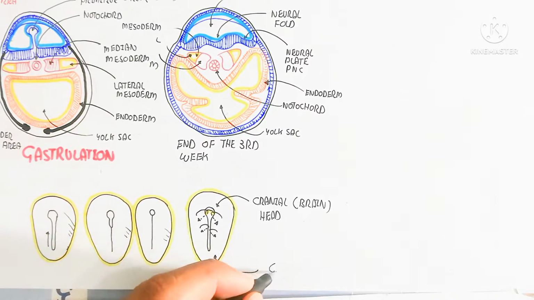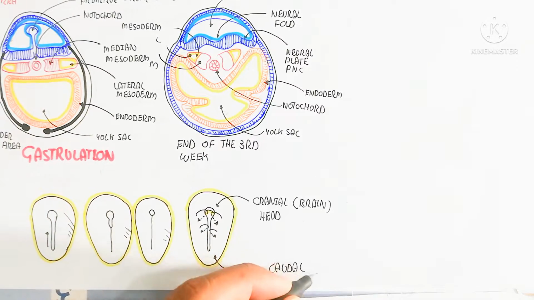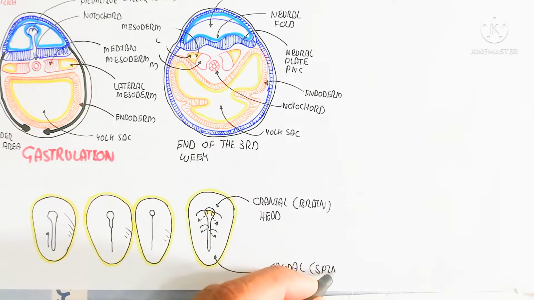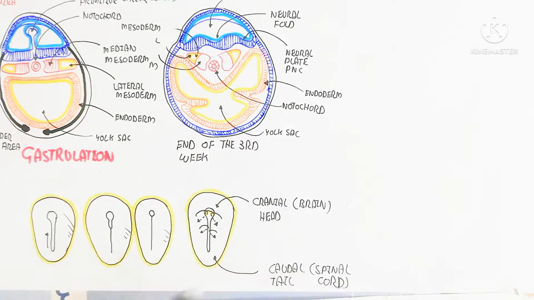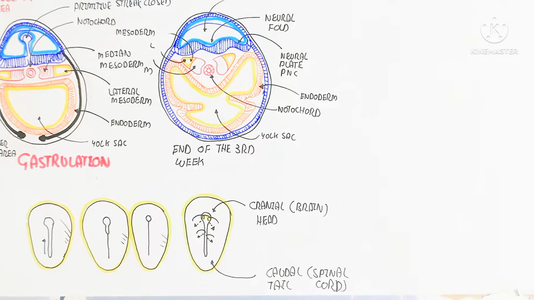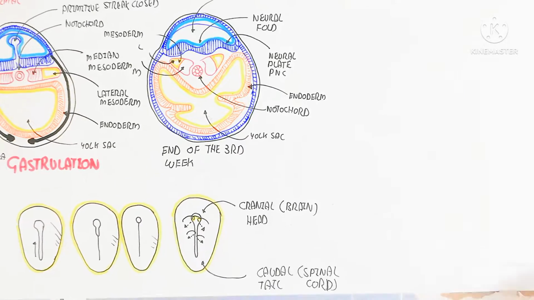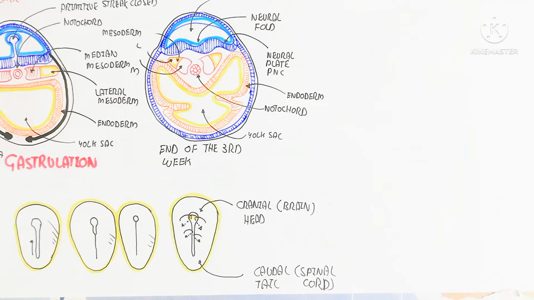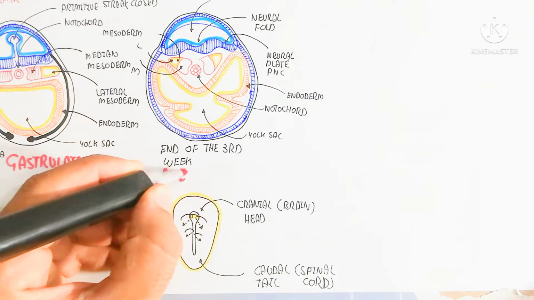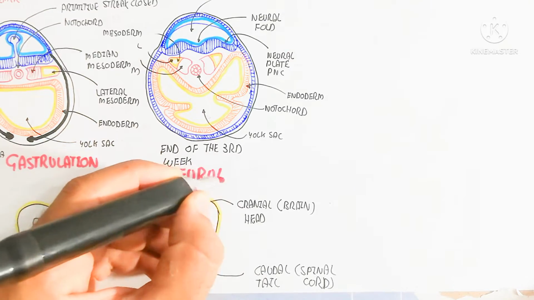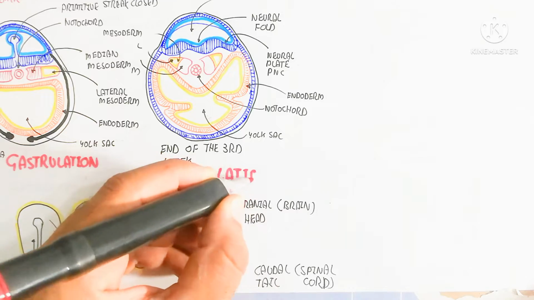So this is the caudal and here is the head, the brain side, while the caudal side is the tail side. The cranial is the brain side, the head, and the caudal is the spinal side. From this arises the spinal cord, while the cranial area is what gives rise to the brain. So let's begin to understand the further processes of neurulation. We are understanding neurulation.